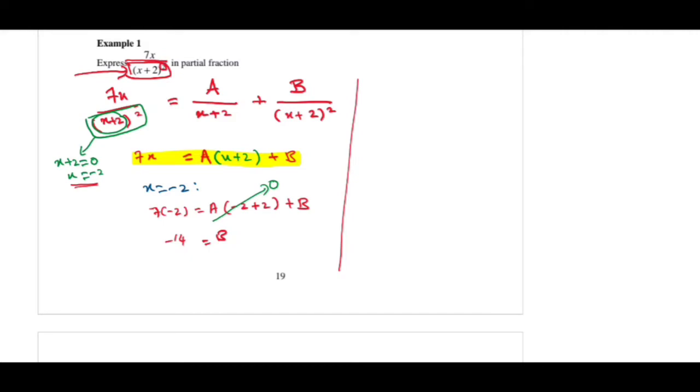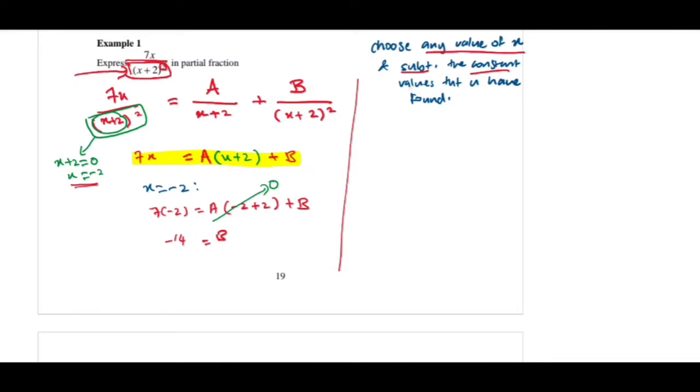Please remember this step. You can choose any value of x and please substitute the constant values that you have found. For example, for this question, the constant value that you have found is b equal to negative 14. So you can choose any value of x except for the ones that you have used. For example, x equal to negative 2 for this question. So you can choose any number except for negative 2 because you have used it. Okay? So you can choose, for example, the easiest value, which is 0.